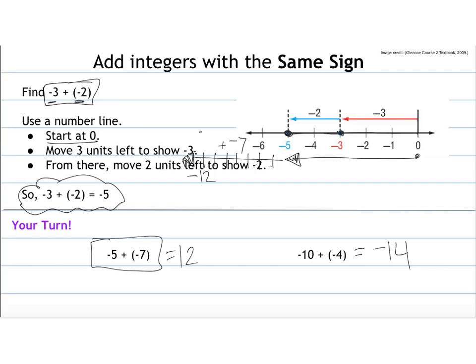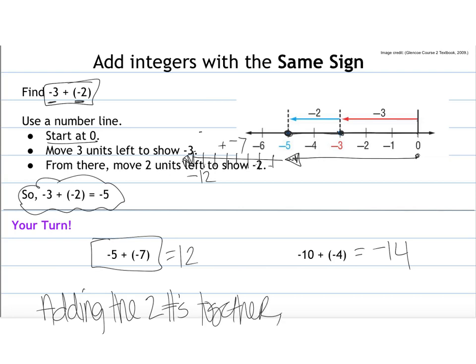So if we're adding integers with the same sign, so if they're both negative, basically what we're doing is adding the two numbers together and then adding the negative sign. So both negative, add together, keep the negative sign. Basically, that's what we do if they're both negative.